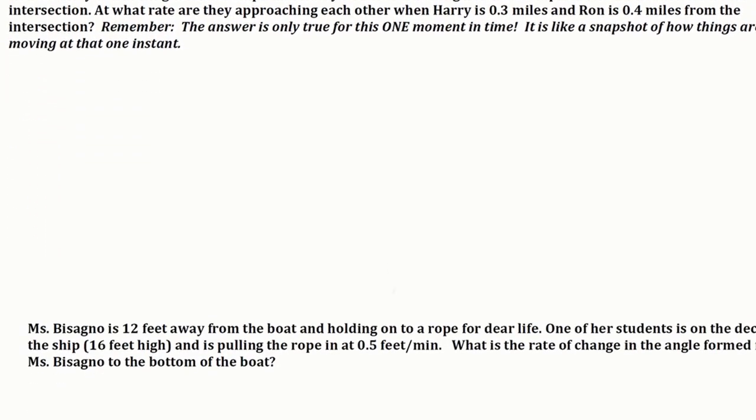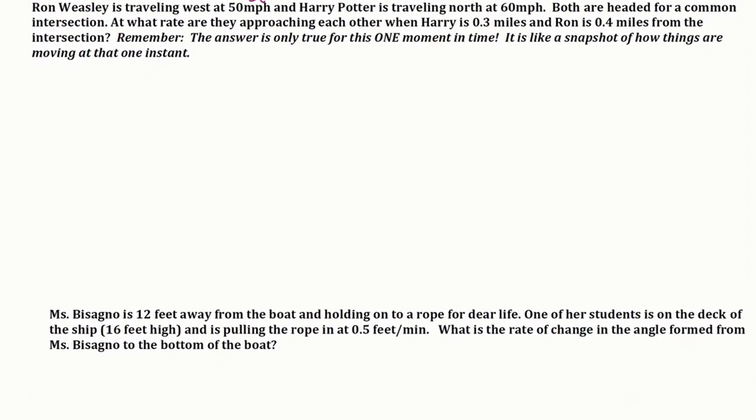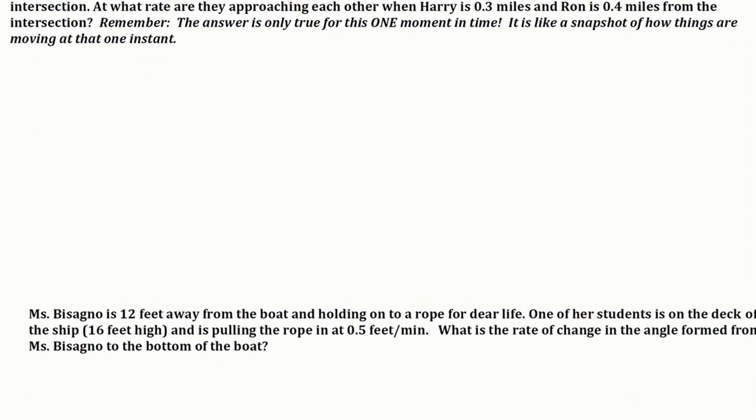Okay, so for this next problem, Ron Weasley is traveling west at 50 miles per hour. Harry Potter is traveling north at 60 miles per hour. Both are heading for a common intersection. So let's draw a picture. Ron Weasley is traveling west. Harry Potter is traveling north towards a common intersection.